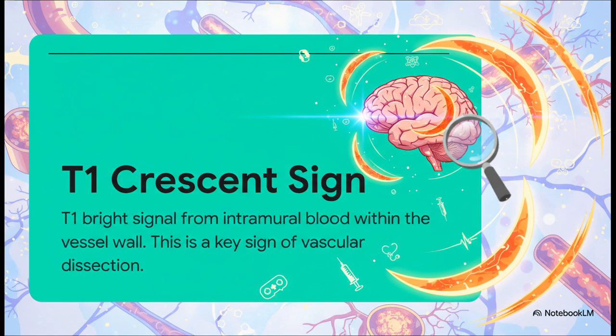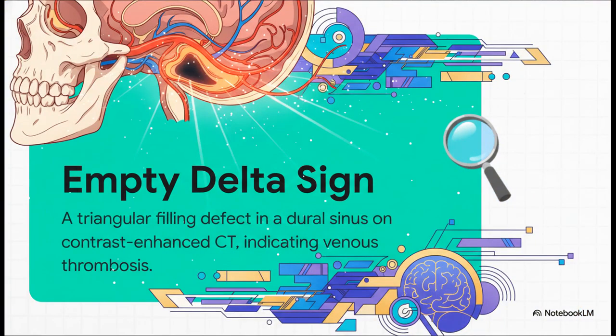It's the classic Aunt Minnie can't-miss finding. And for a venous thrombosis, on a contrast-enhanced CT, you're hunting for the empty delta sign. You see, the walls of the sinus light up with contrast, but the middle where the clot is sitting stays dark. It creates this little triangular filling defect. It's a dead giveaway that you're dealing with a venous problem.